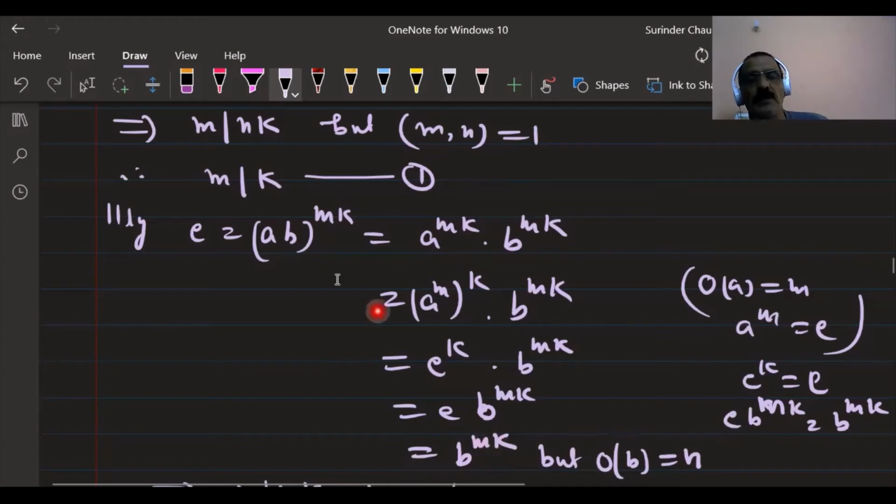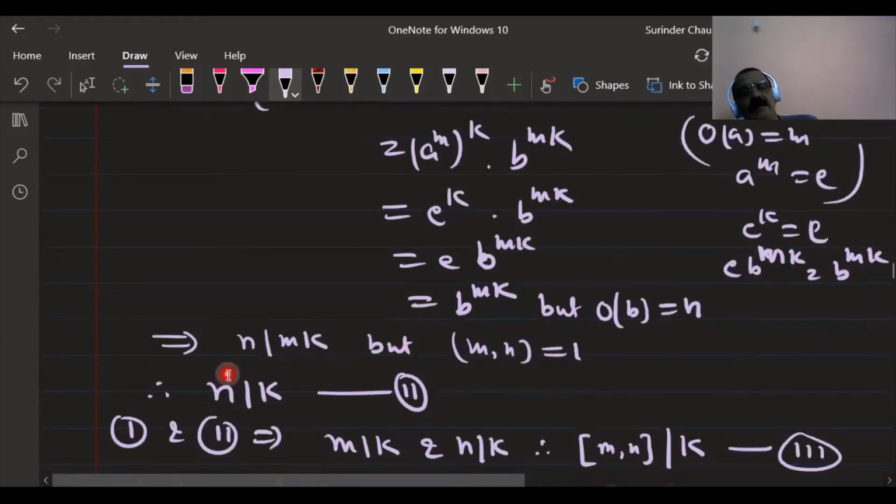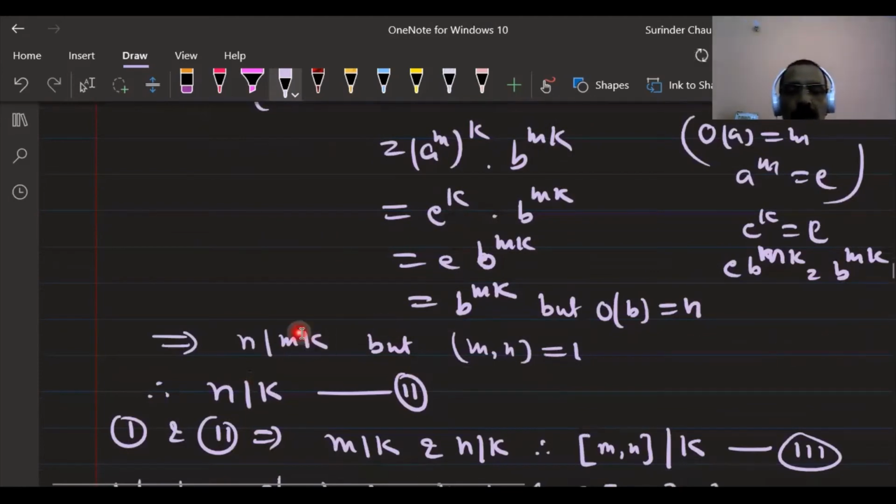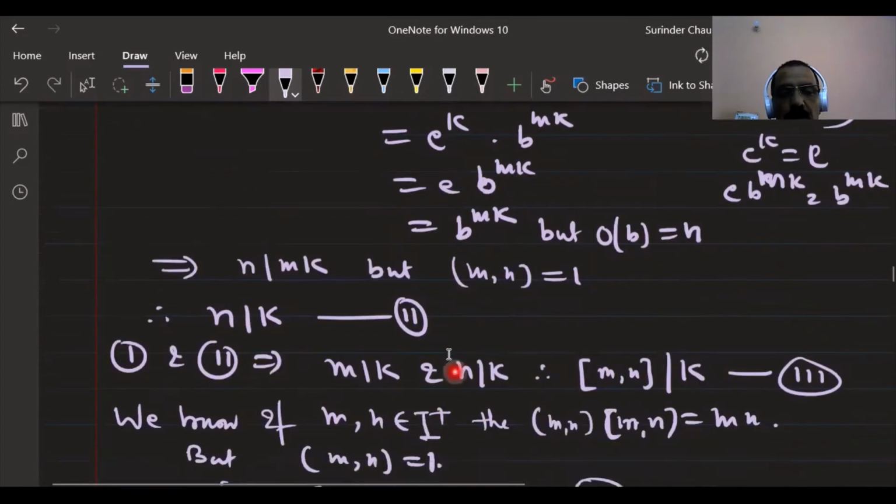B^mk is equal to e, and the order of B is n, which implies n must divide mk. But m and n are relatively prime, so n can't divide m. So for n to divide the product mk, n must divide k. The first and second imply m divides k and n divides k. Therefore, the LCM of m and n will divide k.